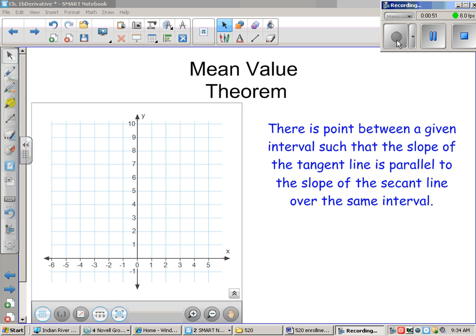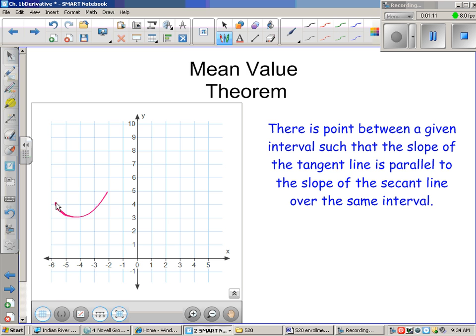Here it is in mathematical jargon, and that's really our goal today, to learn the mean value theorem. So here it is. There is a point between a given interval such that the slope of the tangent line is parallel to the slope of the secant line over the same interval. Now let me show you what that means pictorially.